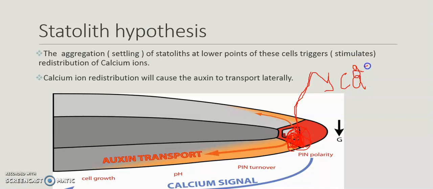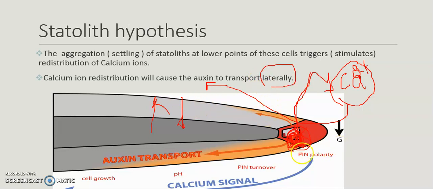By this redistribution, auxin, the hormone auxin, is stimulated. From these calcium 2+ ions, auxin is getting triggered, and auxin is transported laterally. Laterally means sideways. In the side areas, auxin is going to get transported. Now the auxin is getting transported in the lateral sides.